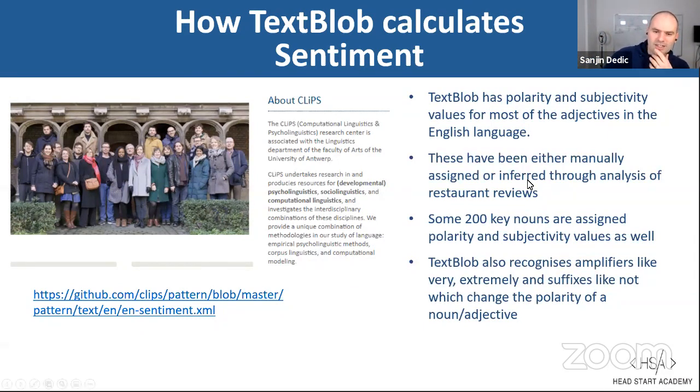But how do they assign these values? Some of these values have been manually assigned, but others have been assigned by reading millions of Yelp reviews. Yelp is the American place where you leave restaurant reviews. So they've been correlating adjectives and stars in restaurant reviews. The Pattern sentiment analysis library is over 80% accurate when predicting stars in restaurant reviews. That's what it specializes in. But for other applications, its accuracy is about 75%.